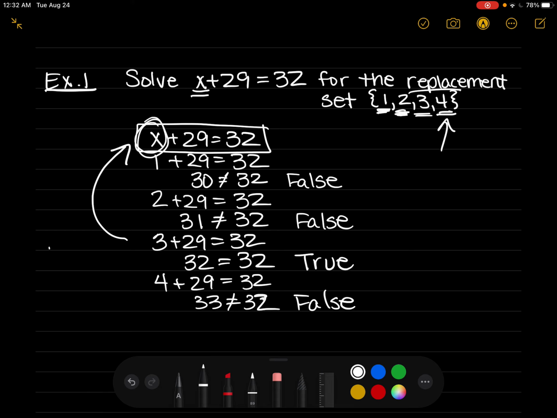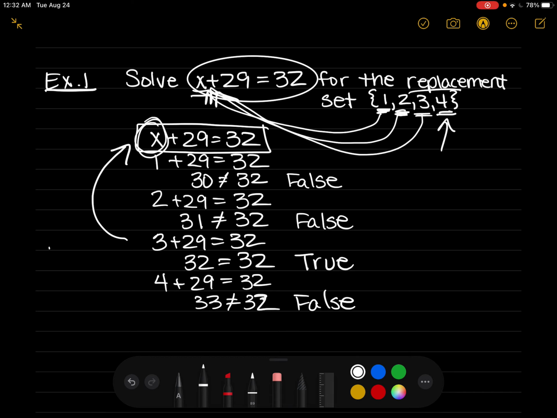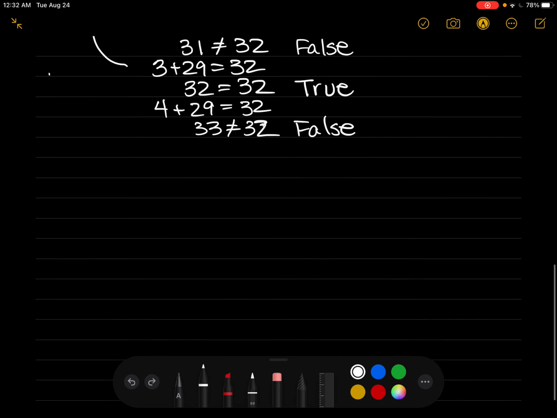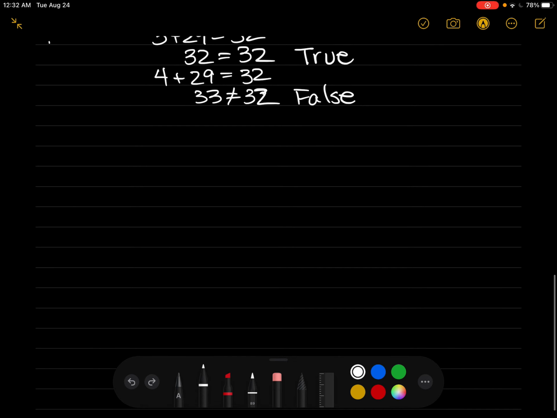So all I did on this whole problem is I took this problem and I put the 1 in place of x, and then I put the 2 in place of x, and then I put the 3 in place of x, and every time I did it, I said whether it was true or false, okay? So that's how you're going to answer those kind of problems. So now I want you to try one on your own. So example 2, you're going to try it on your own. You're going to pause the video after I write it down.